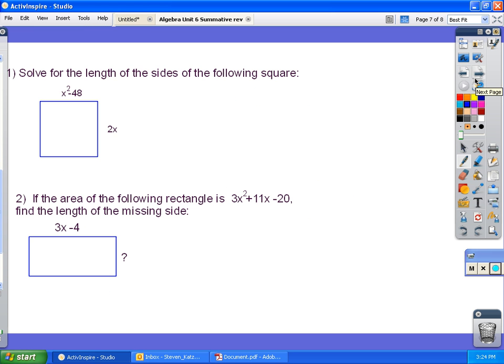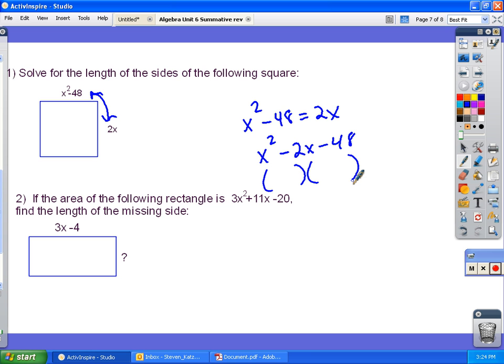Solve for the lengths of the sides. So for this one, remember, it's a square, so we are going to set them equal. And please remember that you're going to do everything you did before. You're going to move the 2x over and then factor to find the lengths of the sides. You have x and x. You're looking for the two things that multiply to negative 48 but add to negative 2. So again, for 48, you have 24 times 2, you have 48 times 1, you have 6 and 8. And I know 6 and 8 are 2 apart, so that must be it. I'm going to use a negative 8 and a positive 6, because that's what's going to add to a negative 2. And there are the sides.